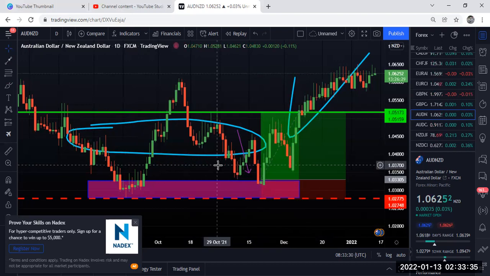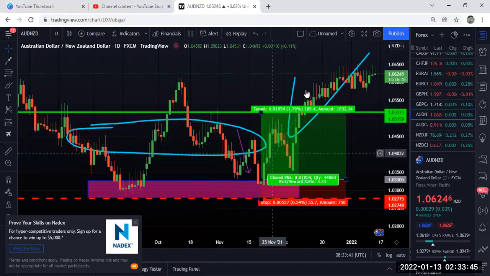This is on the daily time frame too. They're taking your money. The market's taking your money. The market does not care. The market's going to take your money and run the other way. So it takes the money and boom. This is the strong push you've been waiting for.